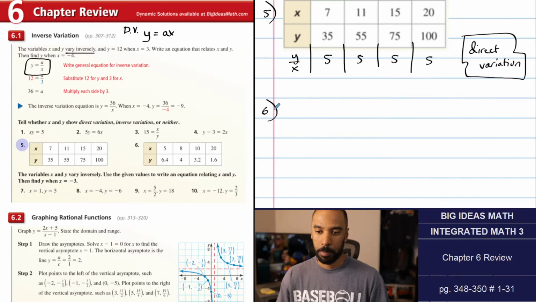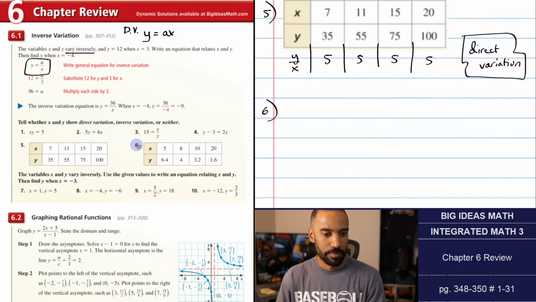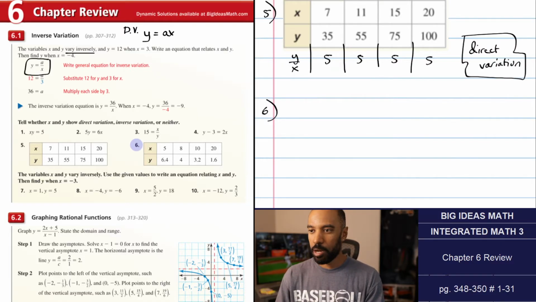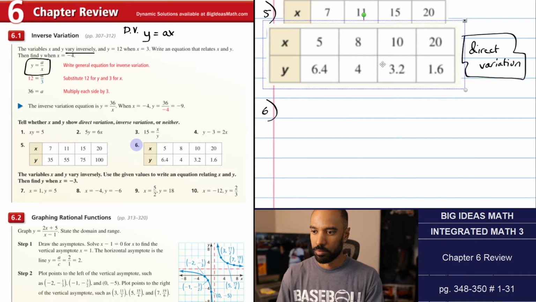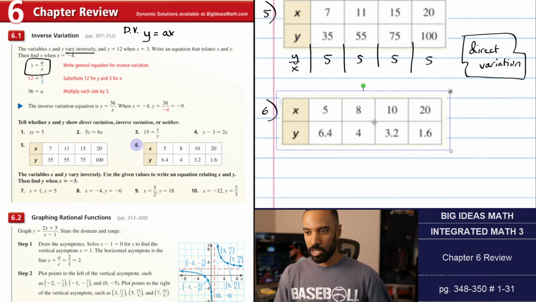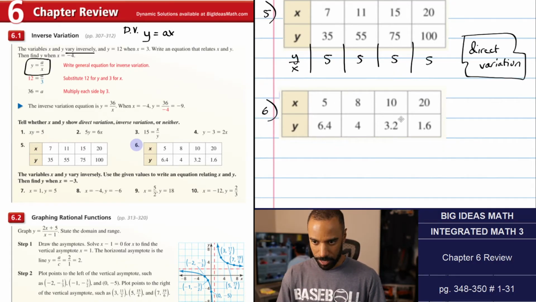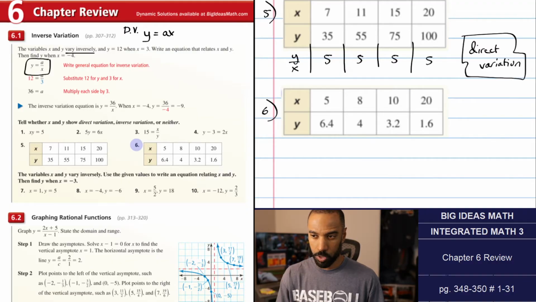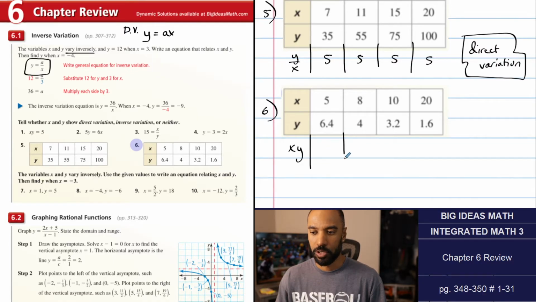Number 6, I've had a lot of direct lately. Let's pray on an inverse. Or, I guess, a neither. Let's see. On number 6, x is increasing and y is decreasing. The only candidate here is inverse variation, which means testing the product of x and y. I have no reason to test y divided by x. That's not going to work. So clearly, that's not going to be a constant. But x times y we can get a check on.